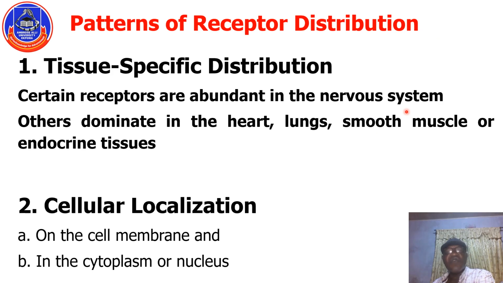What are the patterns of drug distribution? Receptors may be distributed in several ways. We have tissue specific distribution, where certain receptors are abundant in the nervous system. Others dominate in the heart, lungs, smooth muscles, or endocrine tissues.